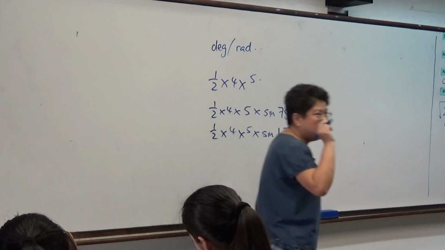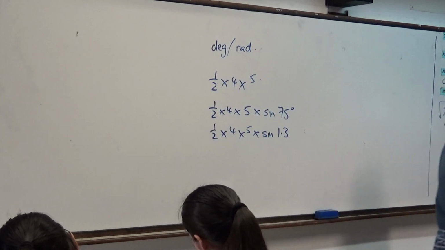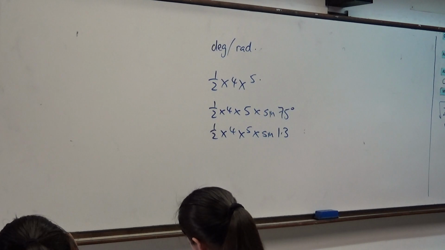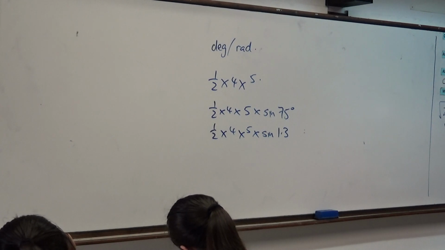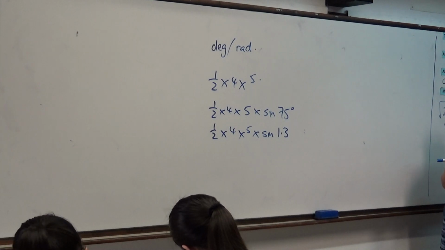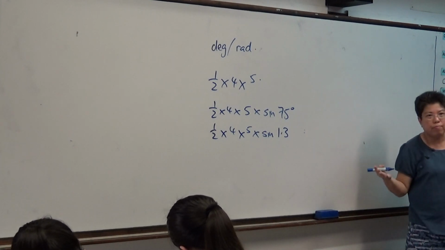So the degree and the radian mode you must only change when you see sine, cosine, tangent. Understand? And look at the angle. Is it in degrees? If it's in degrees, change to degree mode. If it's radian, change to radian mode. But if it's just numbers, any mode will do. Do you get what I'm talking about? I'm making myself clearer. Yes or no?